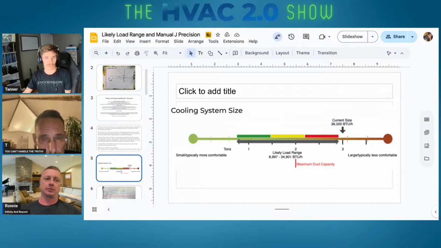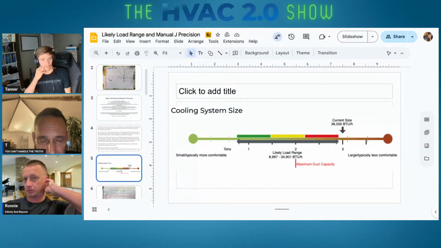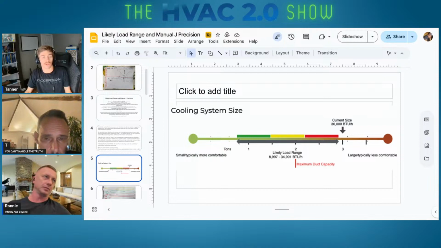We can either put a 3-ton on it and get 2 tons of cooling and have a very strenuous 2 tons of cooling, or we can put a 2-ton on it and get 2 tons of cooling, but not be strenuous. So you get 15 years of life out of the equipment instead of 5. And at the end of the day, you're still going to deliver the same amount of capacity, really, because of those limiting factors.